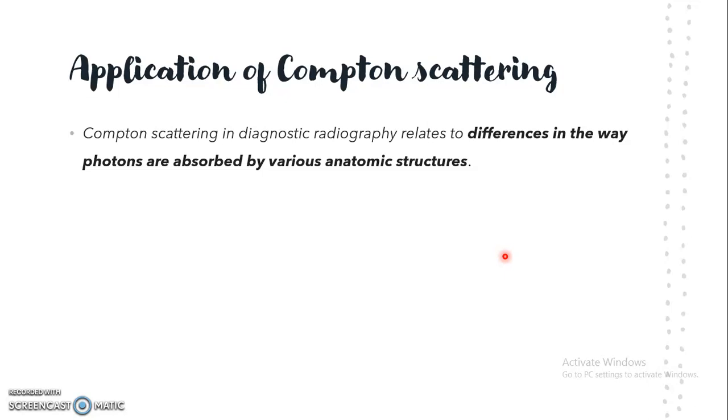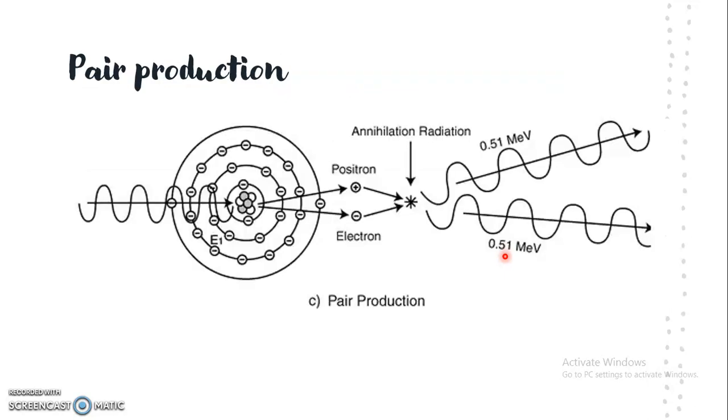So application of the Compton scattering will be, clinically, the anatomy of the human body, the different parts of the anatomic structure will absorb differently. That relates to the Compton scattering. The photons get absorbed by an anatomic structure differently. That is the application of Compton scattering.